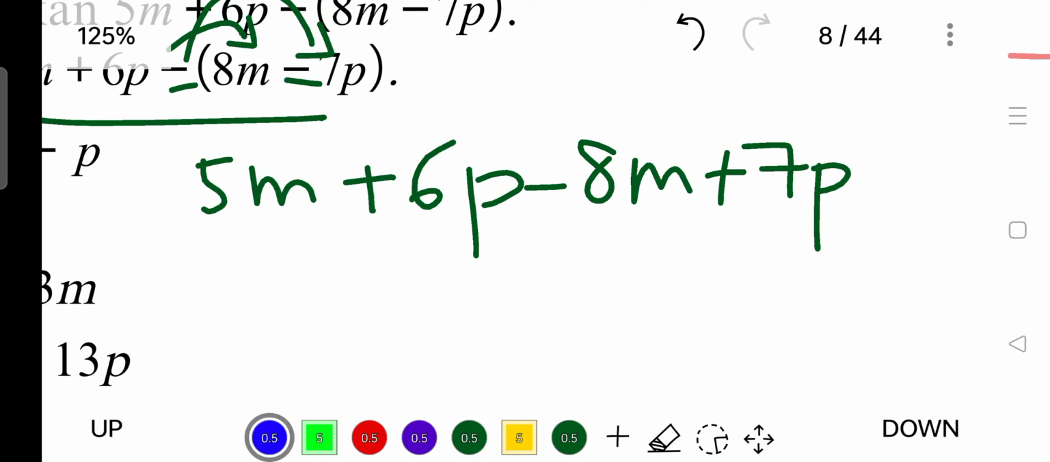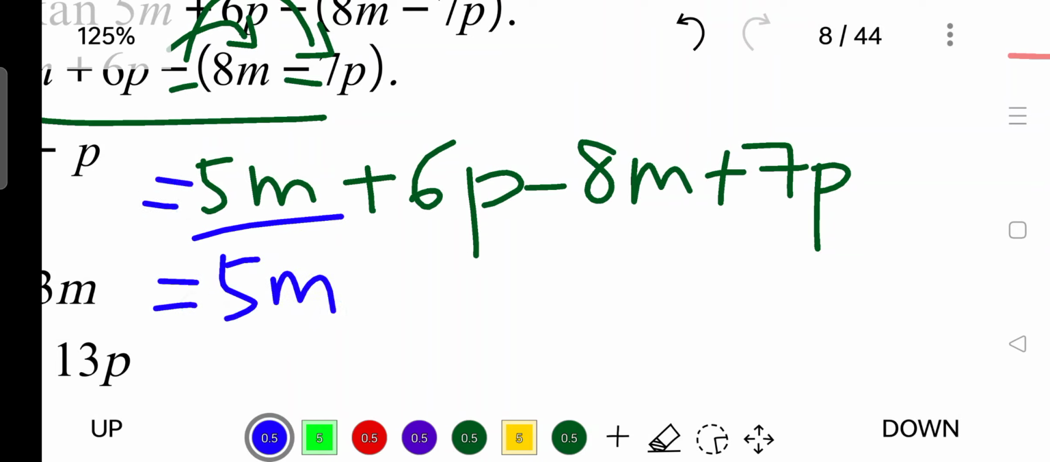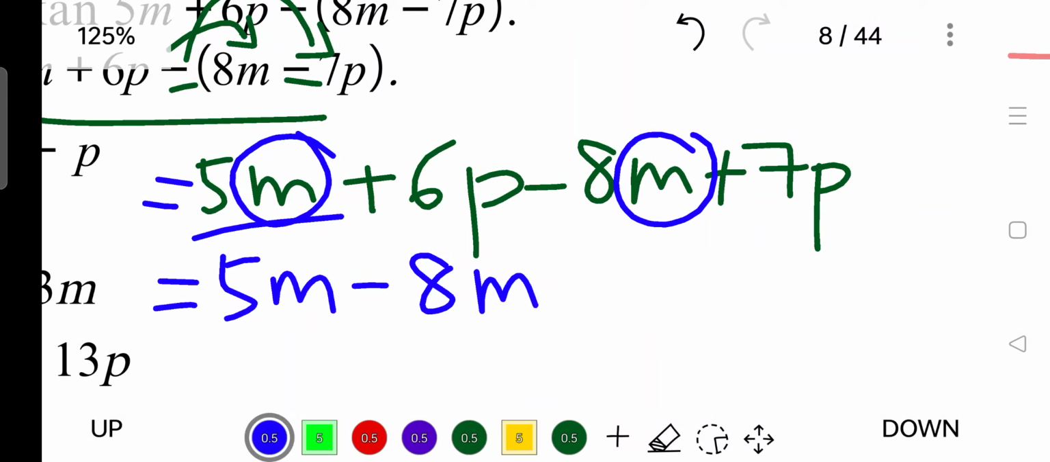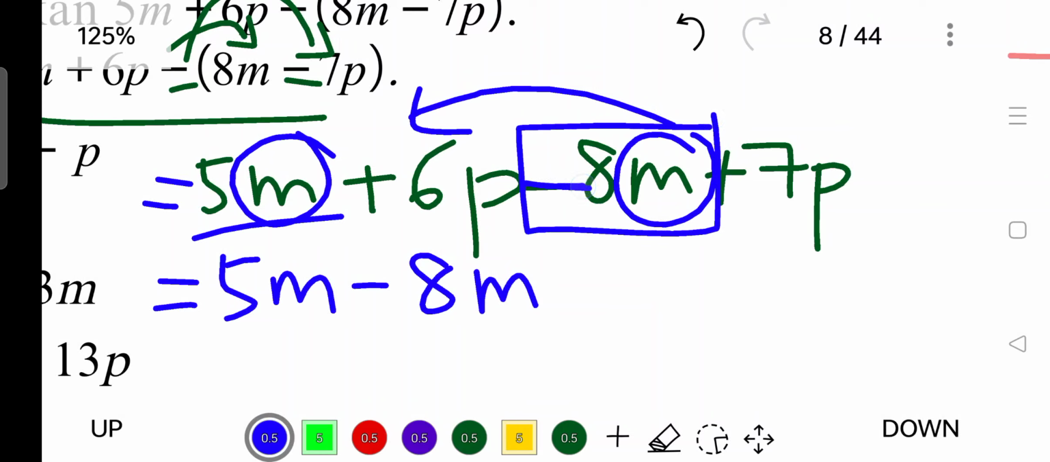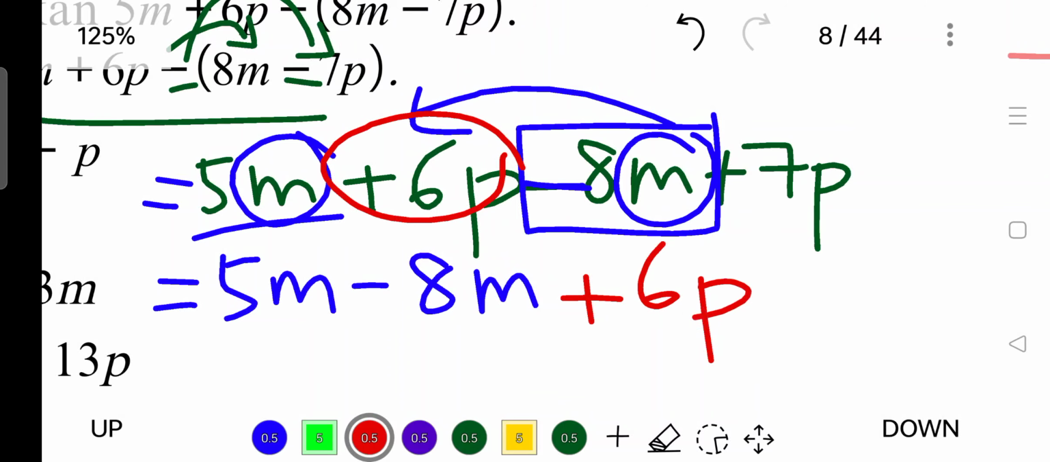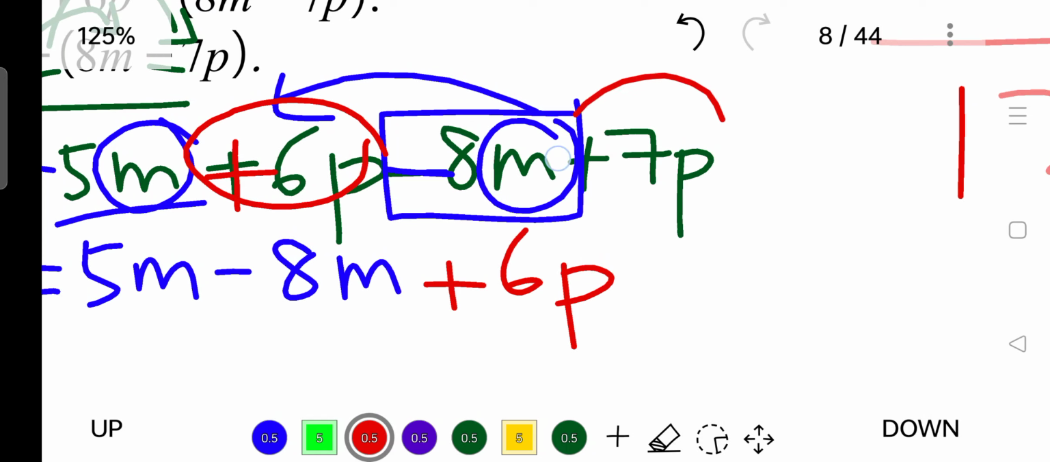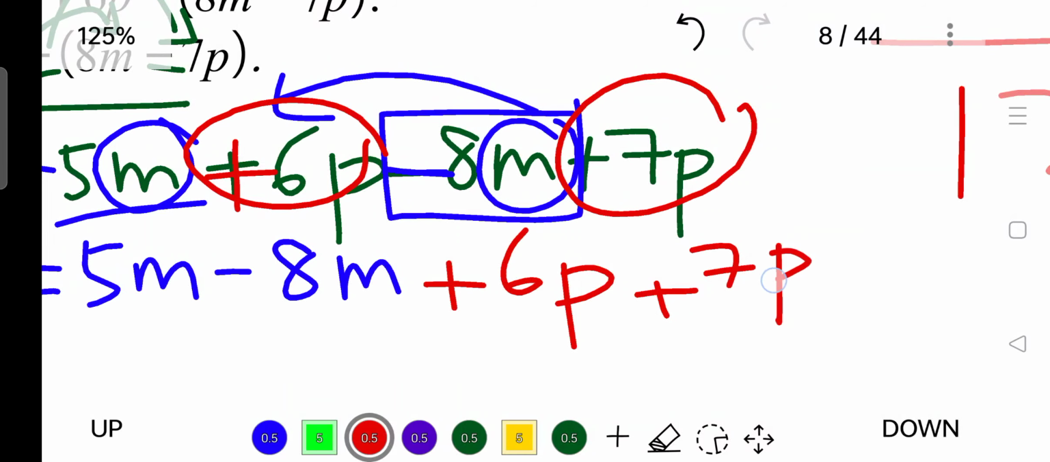You're good? Alright. So we're going to collect all of the family members together. 5m. This is monkey family, and we have another monkey family over here. So whenever you want to drag them together as a family, don't forget to drag together with the symbol at the front, right? Okay, next we are going to the peacock family. We have P over here. Don't forget the symbol together. And the last one is plus 7 peacock, right?